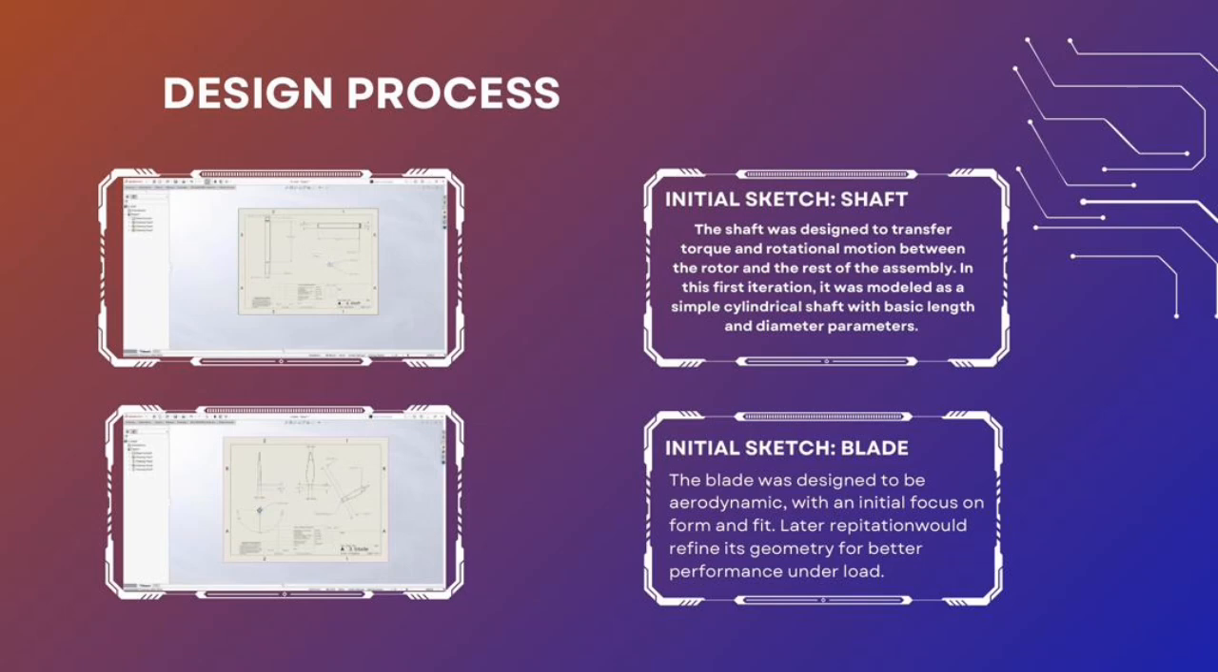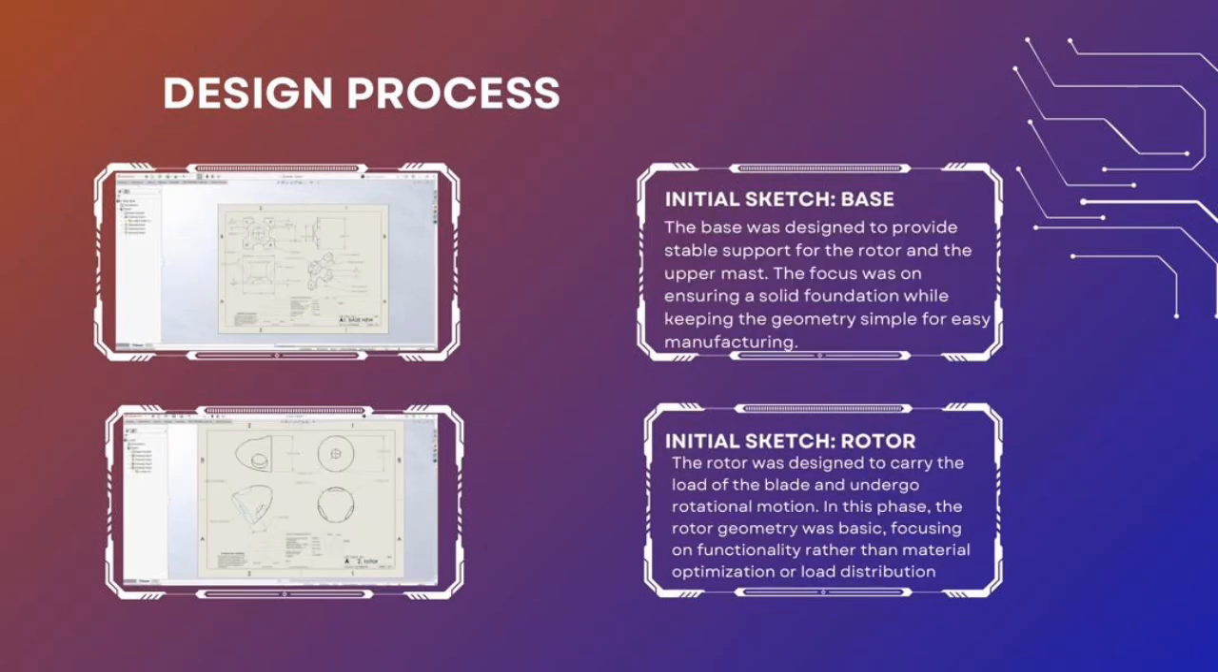Next, initial sketch shaft. The shaft was designed to transfer torque and rotational motion between the rotor and the rest of the assembly. In this first iteration, it was modeled as a simple cylindrical shaft with basic length and diameter parameters. Initial sketch blade. The blade was designed to be aerodynamic with an initial focus on form and fit. Later iteration work refined its geometry for better performance under load.